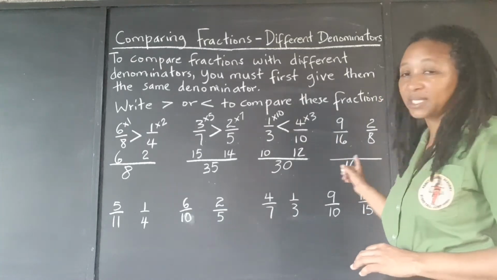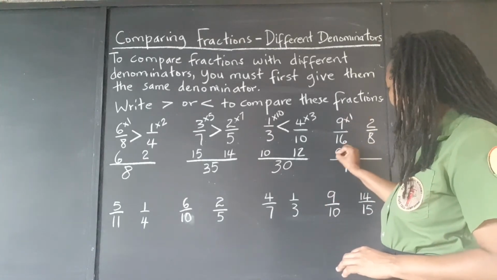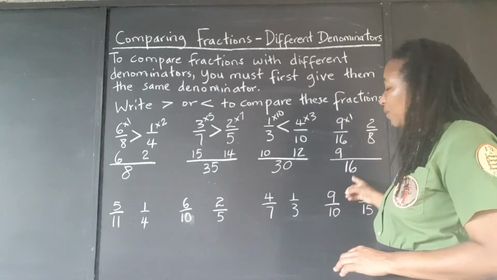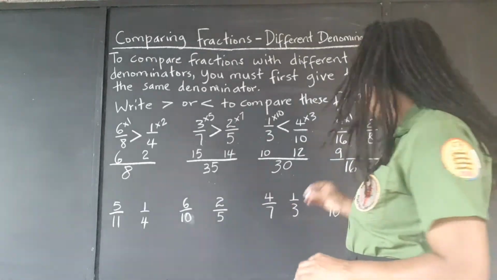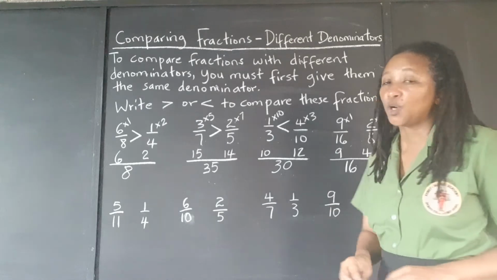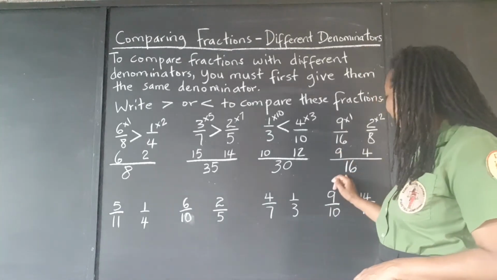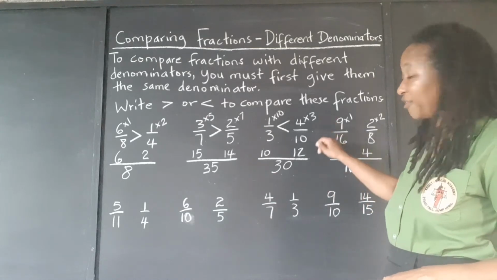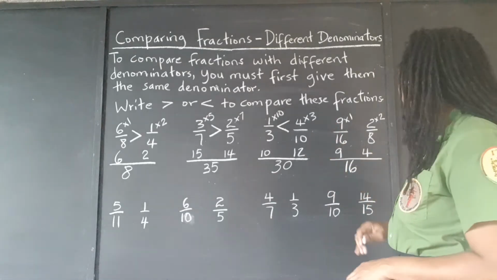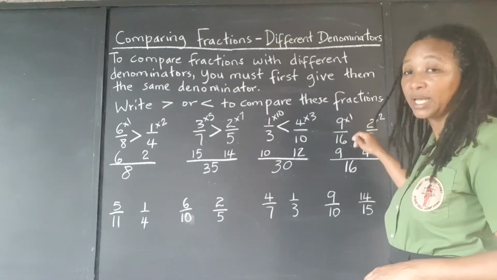16 goes into itself once. 9 times 1, 9. 8 goes into 16 2 times. 2 times 2, 4. So we have just created equivalent fractions. 9/16 is an equivalent fraction for itself, 9/16. 4/16 is an equivalent fraction for 2/8.